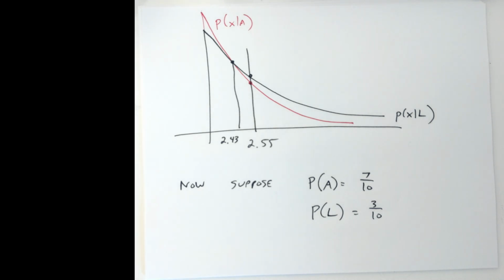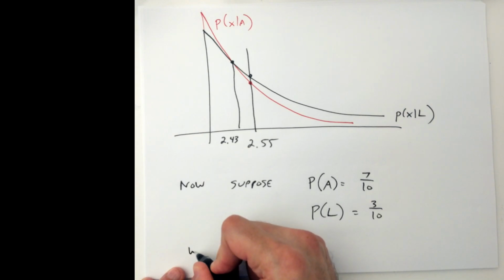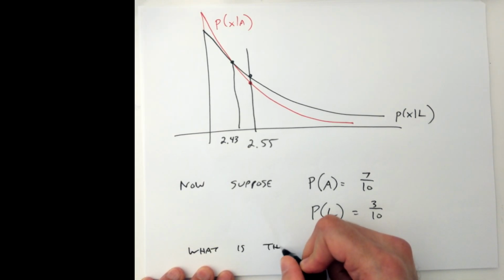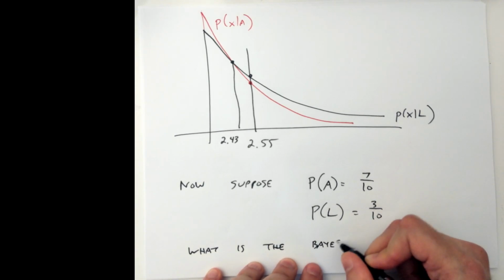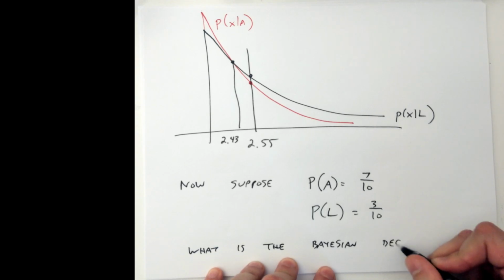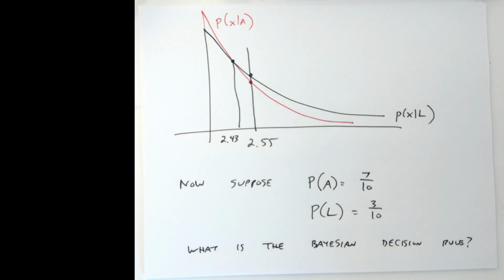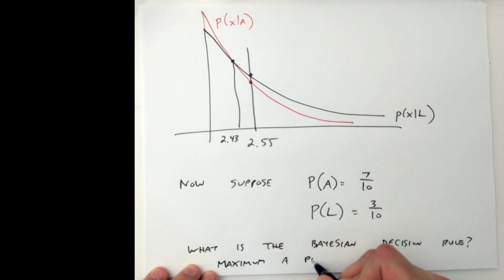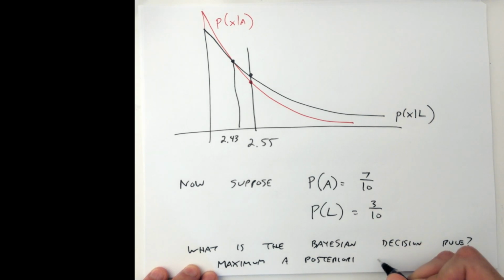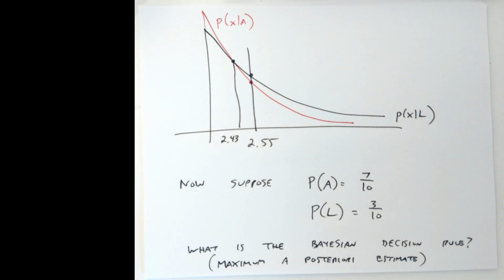So now, what is the Bayesian decision rule? And actually, if I'm being really precise, it might be more accurate to call this the maximum a posteriori rule. I guess technically the Bayesian decision rule is the one that includes all the costs, right? But we don't have any costs yet.